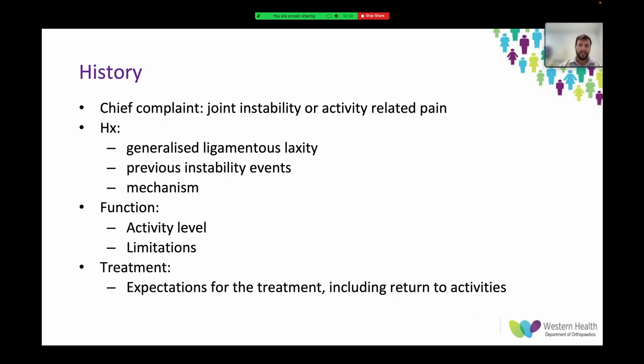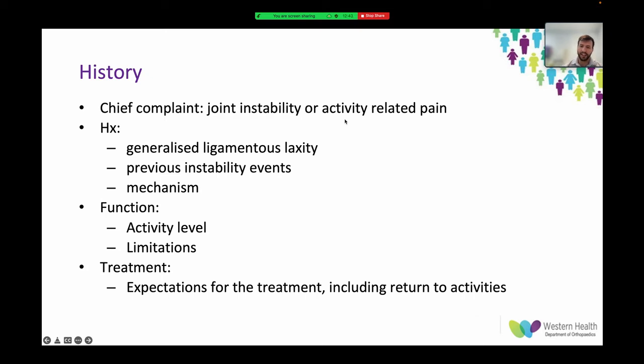You really want to ascertain if the patient's got a history of generalized ligamentous laxity, such as Ehlers-Danlos syndrome, and previous instability events are important in terms of quantifying the magnitude of the dislocations as well. Mechanism is also important, as higher energy mechanisms are more likely to result in repeated dislocations.